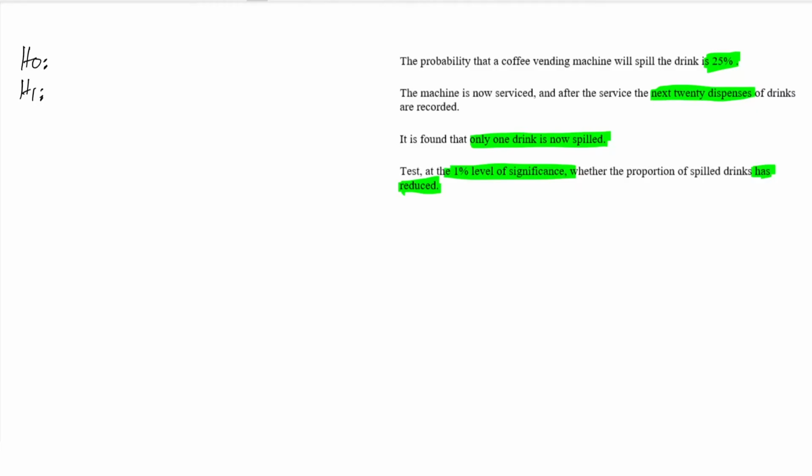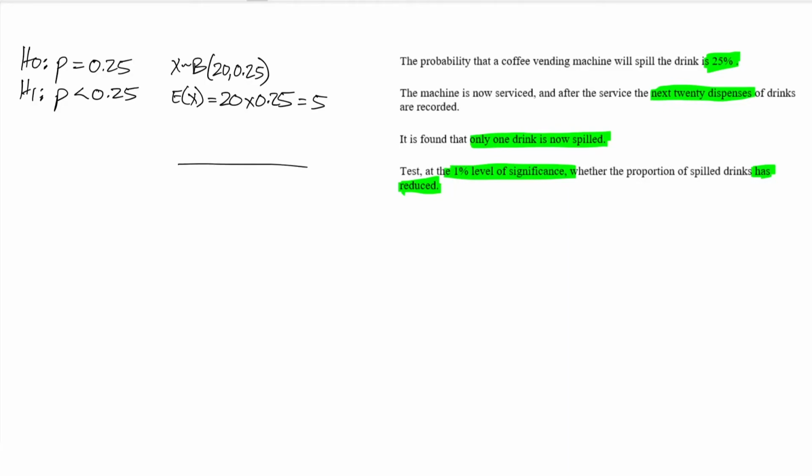Okay, so let's turn this into our hypotheses. The parameter is always p, so we have H0: p equals 0.25, and for the alternate hypothesis, p is less than 0.25. We have enough information to state the distribution. So we have a binomial distribution where X follows a binomial, n is 20, p is 0.25. Now the expectation from that is n multiplied by p, and that gives us 5. So we would expect 5 drinks to spill in a normal situation with this machine. So that's before it was fixed, we were expecting 5 of the drinks to spill.